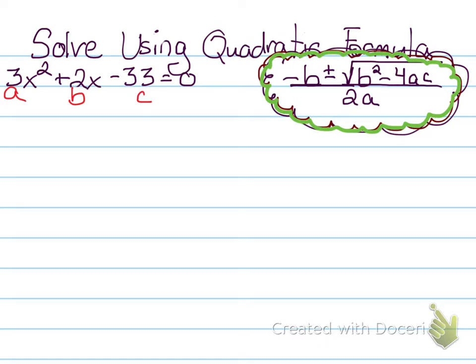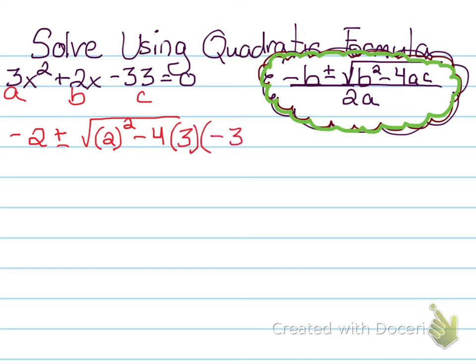So the formula says negative b, but I'm going to say negative 2 plus or minus square root. It says b squared, but my b is 2. So I'm going to say 2 in parentheses squared minus 4 times my a is 3, and then times my c is negative 33. And then all of that will be over 2 times 3, since that's my a.